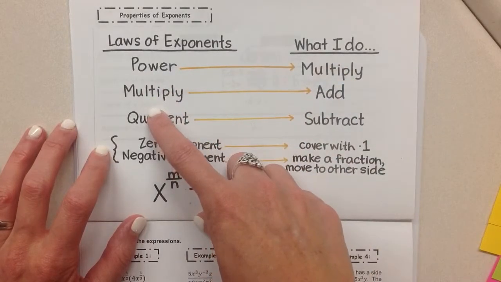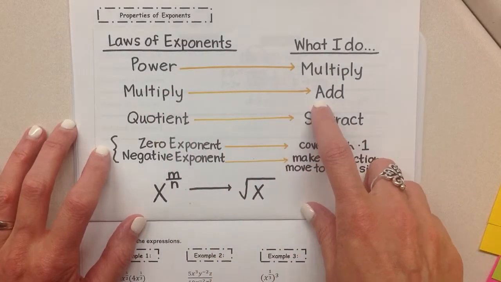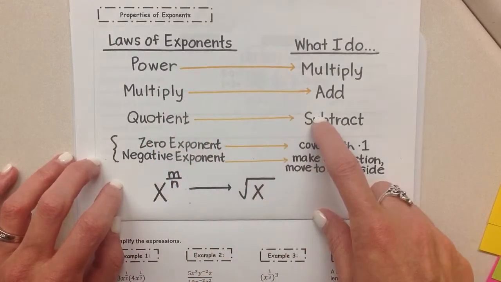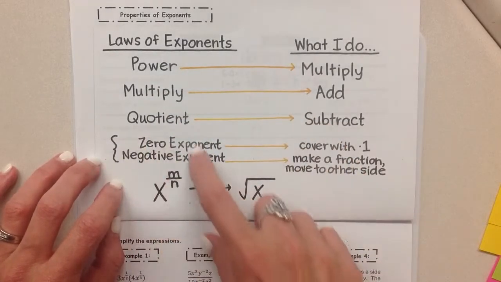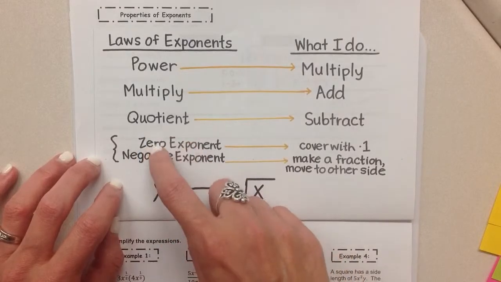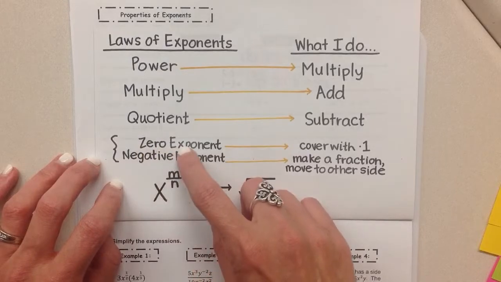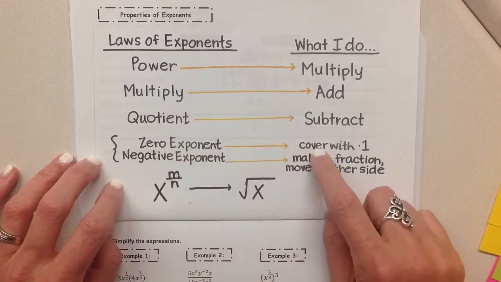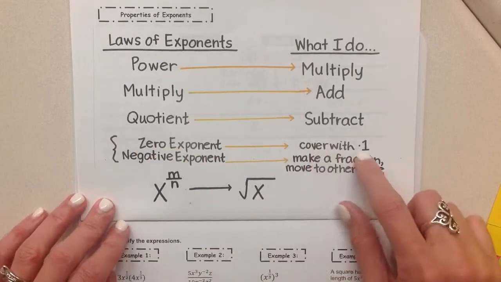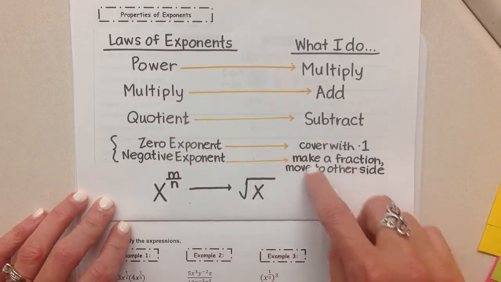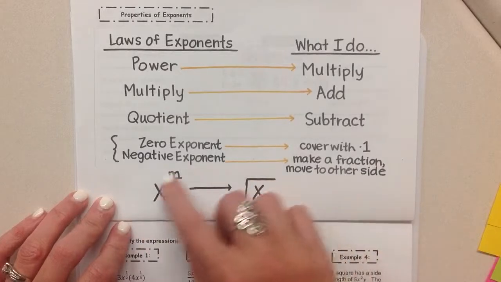Then you move to the law of multiplication, where you are adding the exponents. Then you take care of your quotient law, which means you're going to subtract the exponents. You will take care of any zero or negative exponents at the end when you are cleaning up for your final answer. So remember, to take care of a zero exponent, you simply cover the base and the zero exponent with a times 1. And then if you have a negative exponent, you're going to make a fraction and move to the other side.